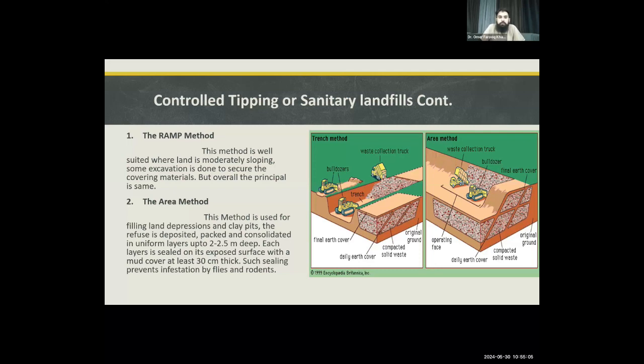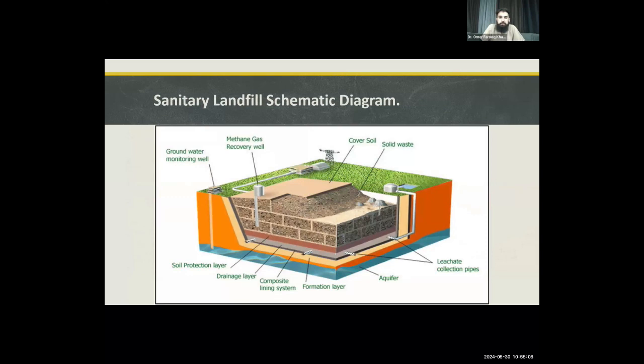Next slide, please. So there is the image of the trench method, and then there is the image of the area method. The area method uses the natural depressions in the land to its benefit. So there is a sanitary landfill schematic diagram. Basically, any sanitary landfill is a sealed off area. It cannot go down below to the groundwater to contaminate the groundwater. So there is a sealed area. Then there is a groundwater monitoring well as well. Then there is a methane gas recovery well as well. Covering soil is present. Then it is layered and compacted. There is a leachate collection pipe.